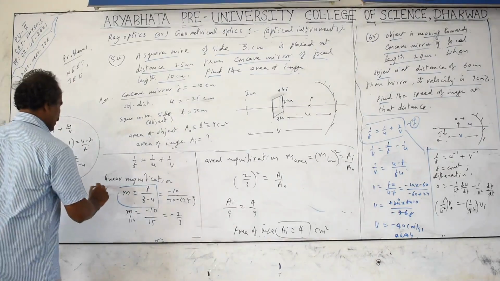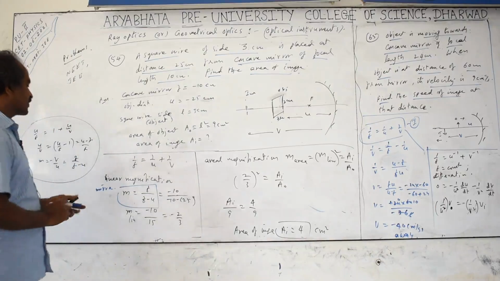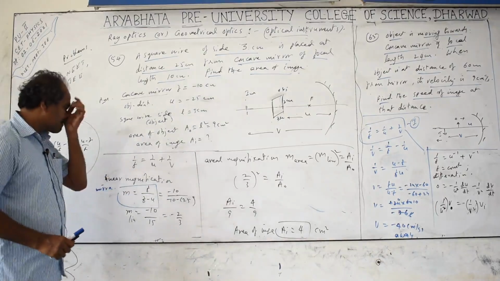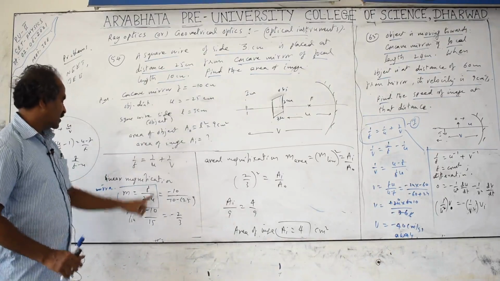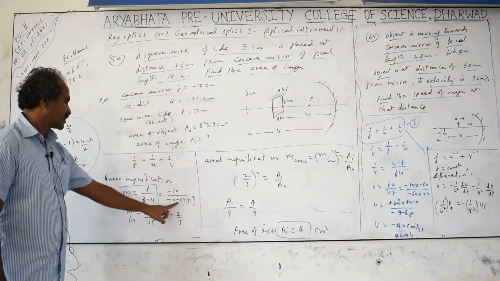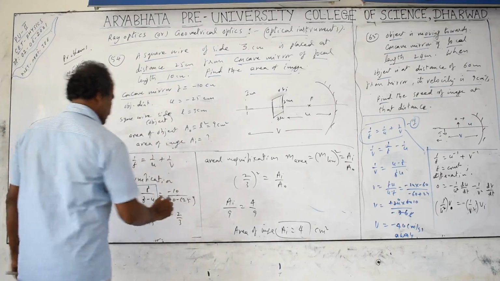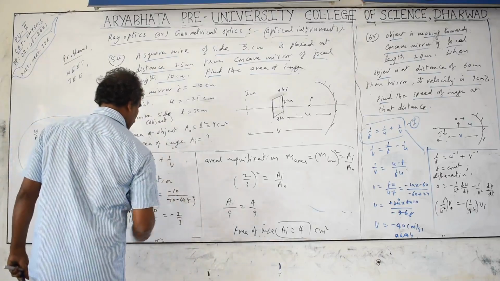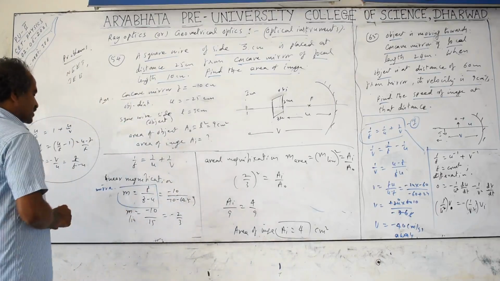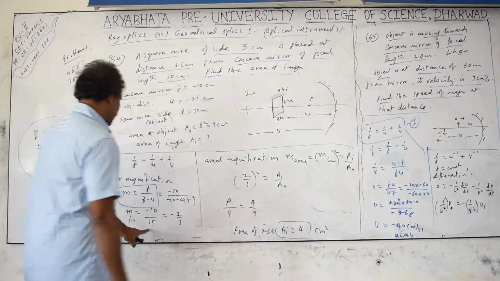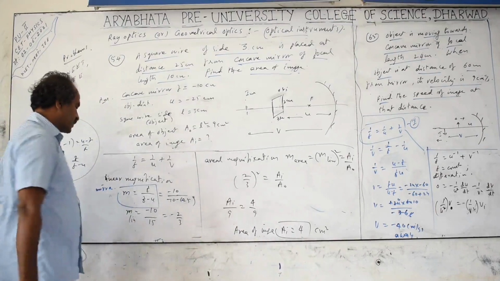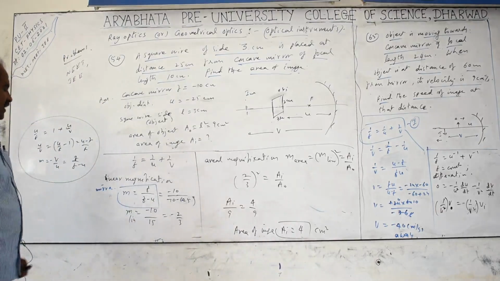This is for mirrors: m equal to f by f minus u. Then f is given as minus 10, substitute the values: minus 10 for f, and u is minus 25. Minus into minus becomes plus 25. Plus 25 minus 10 becomes equal to 15. So minus 10 by 15 becomes equal to minus 2 by 3. The negative sign indicates an inverted image.